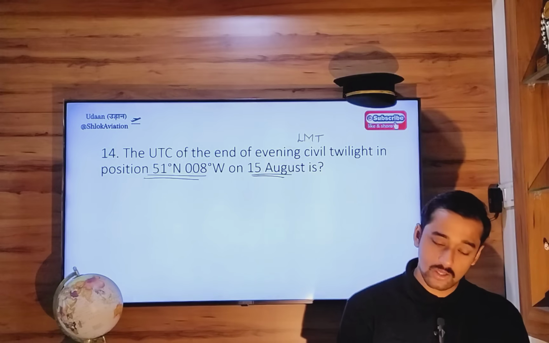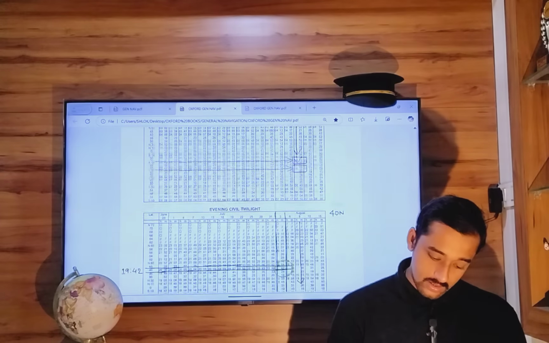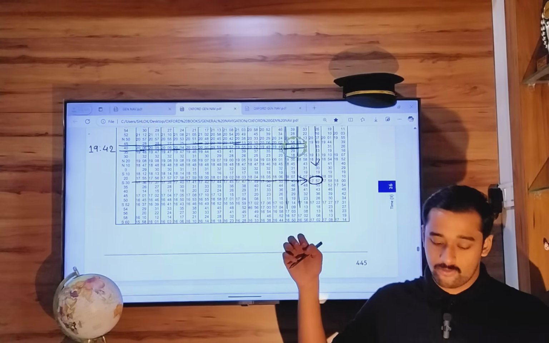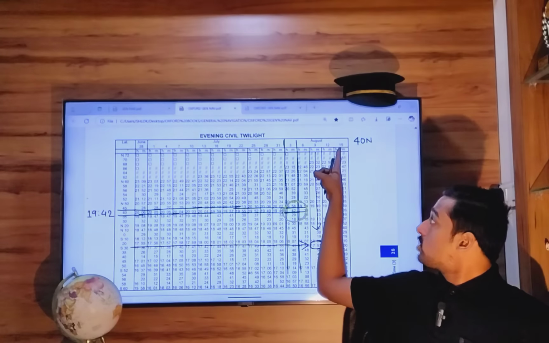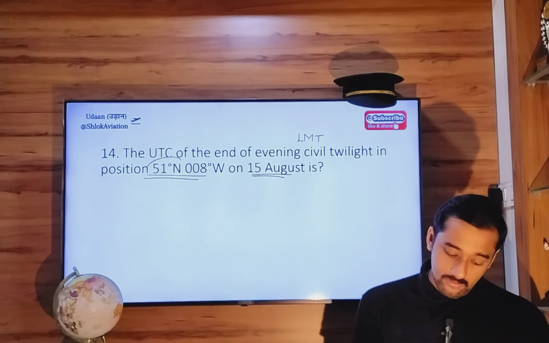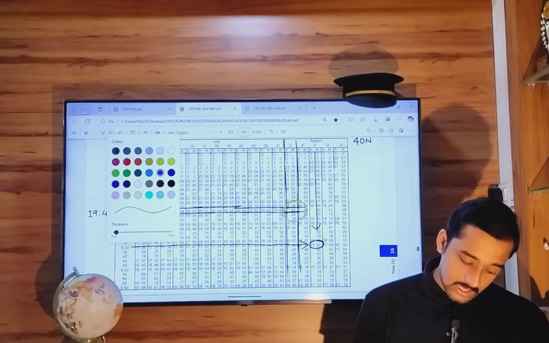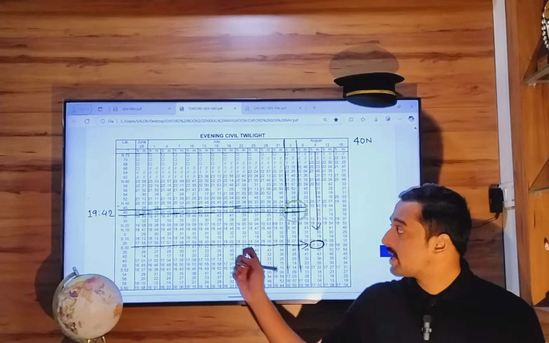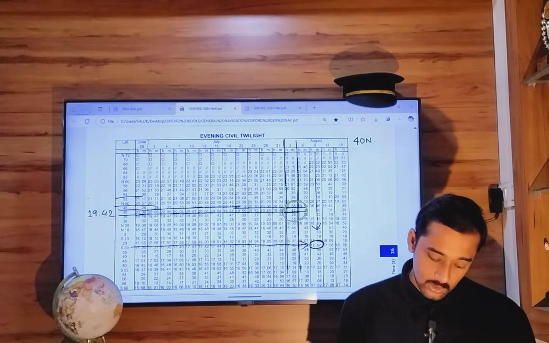So the date is 15th August. This table on page number 445, evening civil twilight, 15th of August, the last column. And the latitude is 51 degree north. We don't have 51 degree north, we have 50 degree north latitude and 52 degree north latitude. So just check those two values.